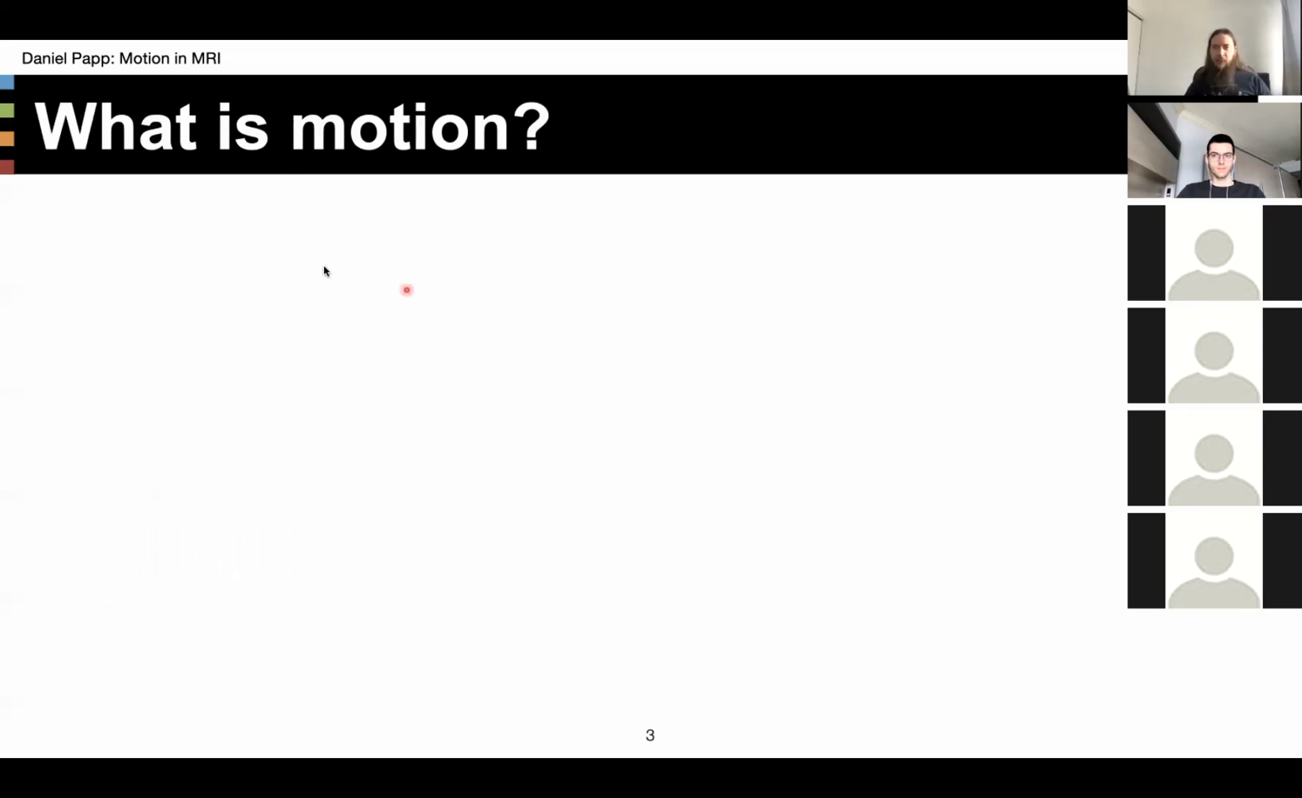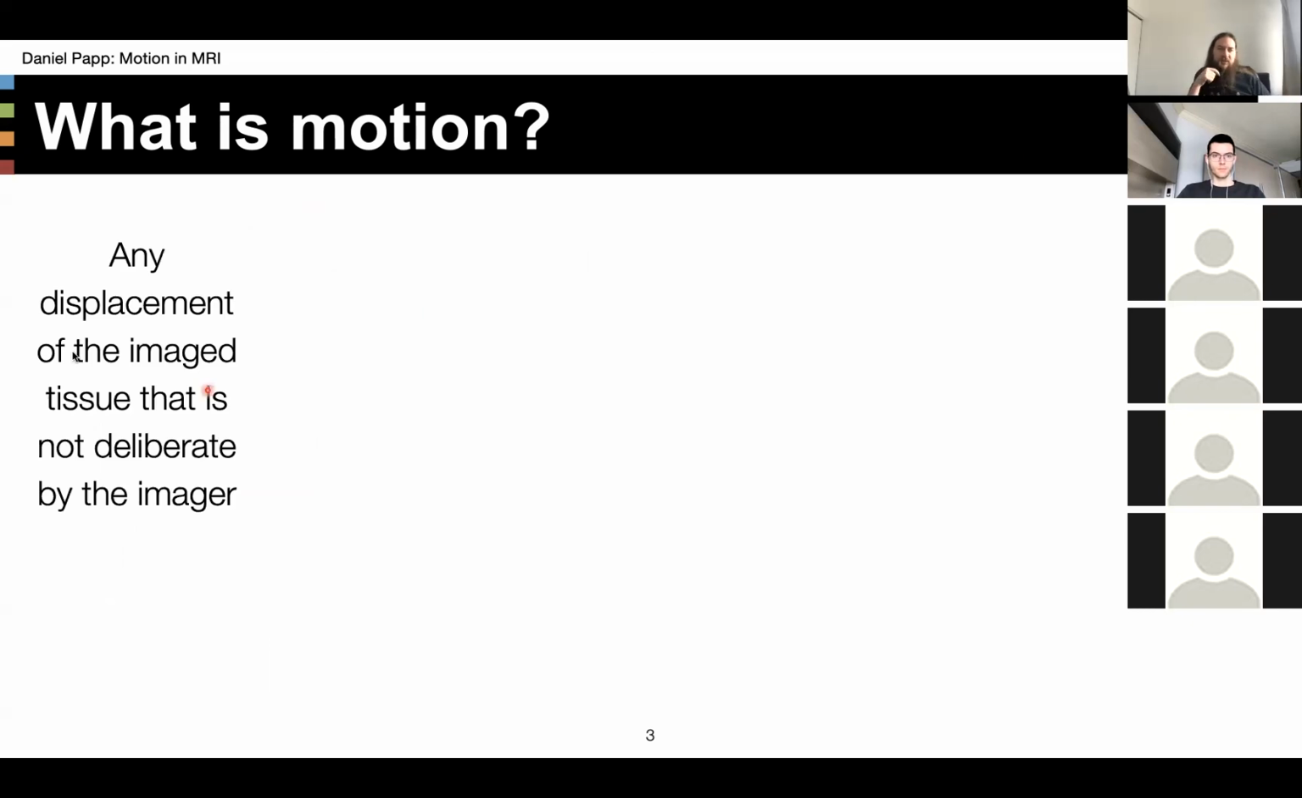So what is motion? Here I've taken the definition that it's any displacement of the imaged tissue that is not deliberate by the person doing the imaging, just so people who have ever done elastography or something like that don't object. Elastography and other things like that aren't considered part of this talk.